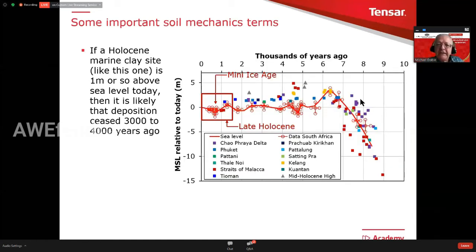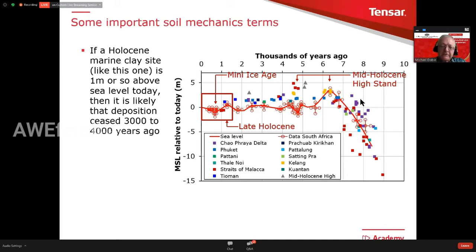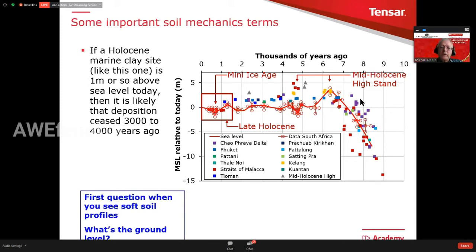So if you look in detail at the end part of this period, where we have thousands of years ago on the top, and relative sea level on the vertical axis, then the only possible deposition time for those clays could have been around what was called the mid-Holocene high stand, when the sea level was higher than today. It's the only way you can have a marine clay deposited at a ground level which is higher than the sea level today.